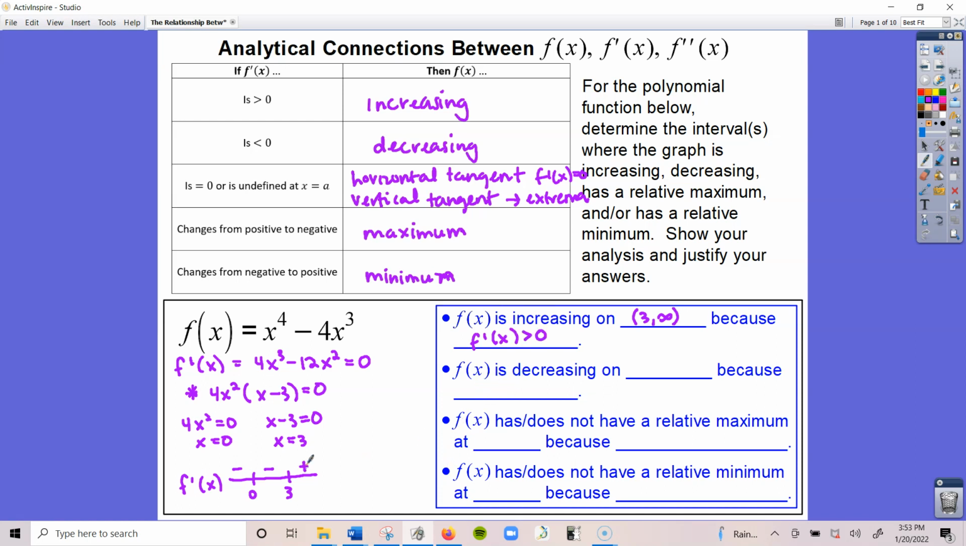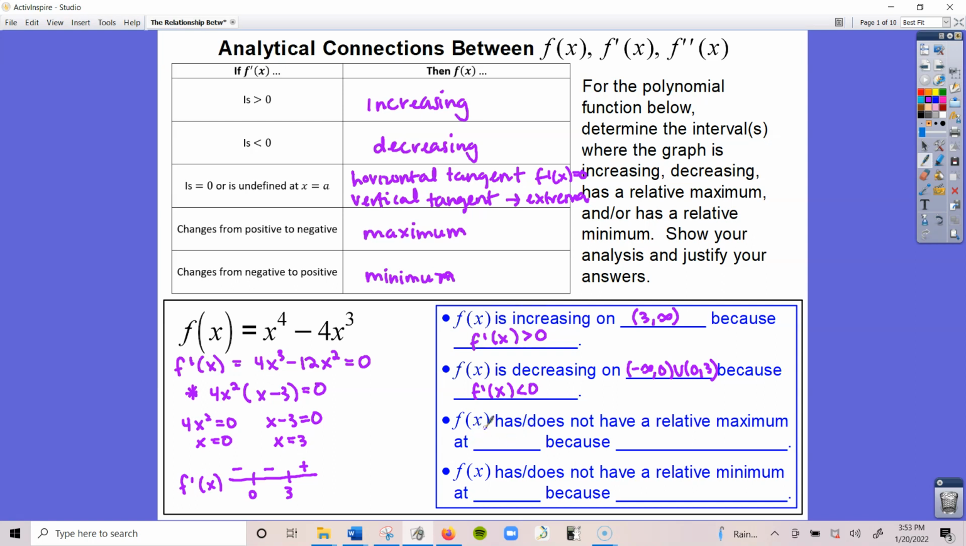F of x is decreasing when the derivative is negative. There are two negative intervals here, but you always have to stop at the critical numbers because when x is equal to 0, that means that the derivative is 0, which is not negative. So we're going to write our interval as negative infinity to 0, and then from 0 to 3, because f prime of x is less than 0.